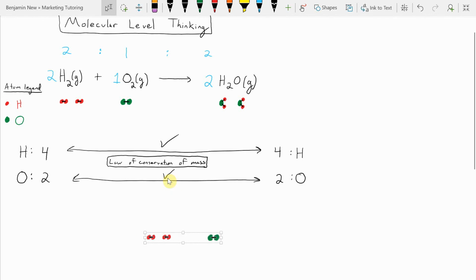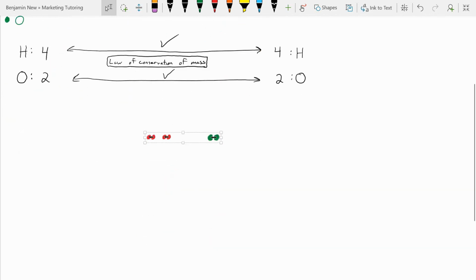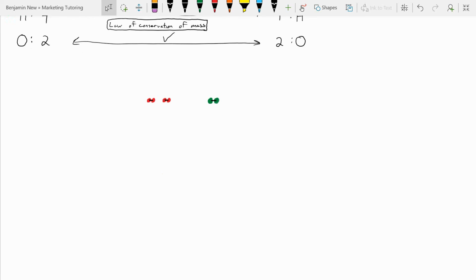And let's put it down here. And what I want to give you is a visual representation of how you might think about the atoms rearranging. Because Dalton's theory of the atom says, as one of its postulates, that a chemical reaction is just a rearrangement of atoms. And so let's look at this.